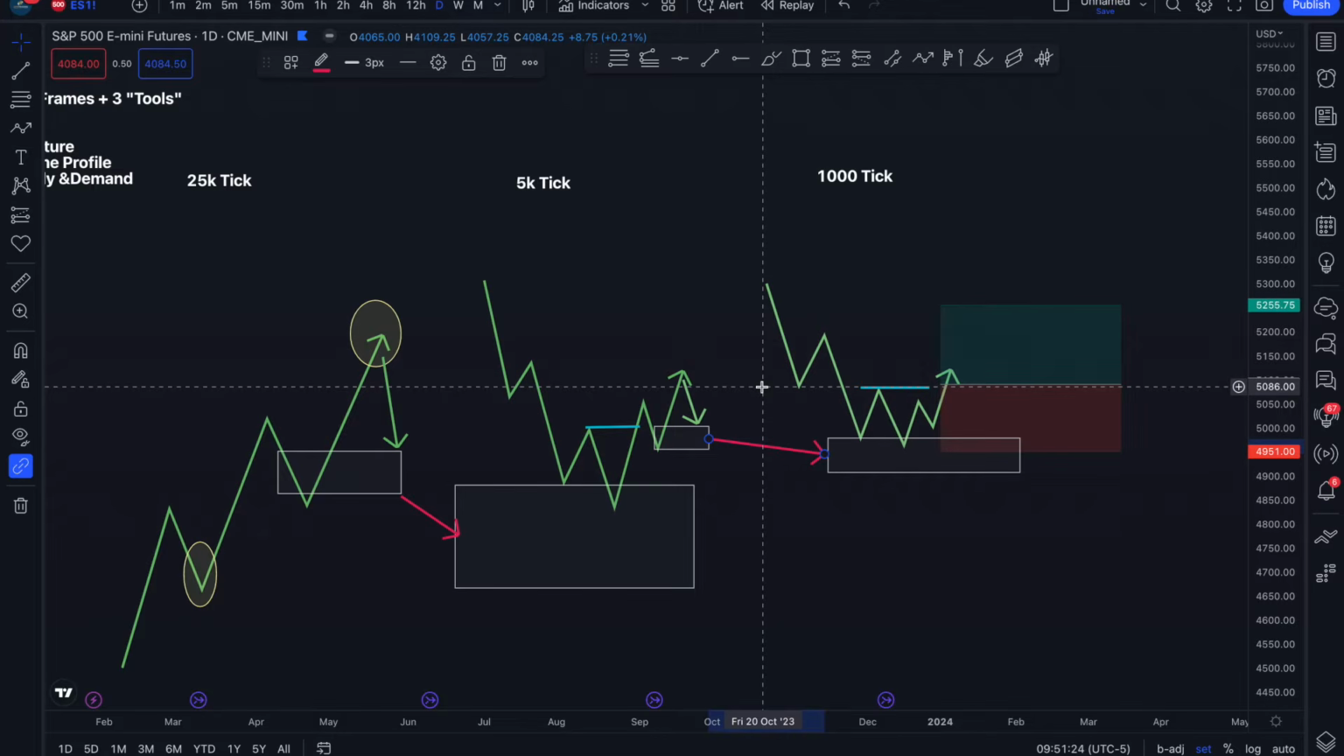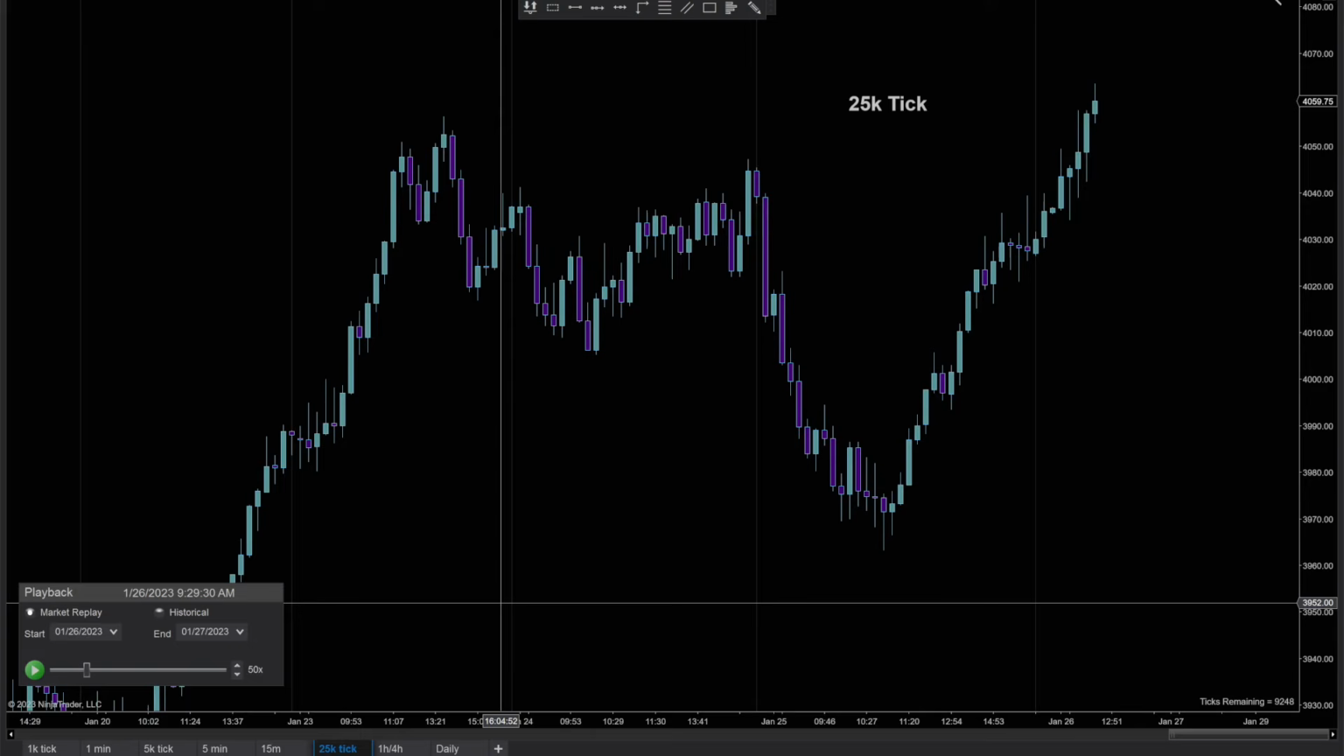Okay, so now that we've got that mapped out, we're going to go over to NinjaTrader and take a look at this on some replay and see how this actually played out, because of course it doesn't always look this perfect. Okay, so I've got my market replay queued up to just before the cash open on the morning of Thursday, January 26th, 2023. So this is just 2 days ago.